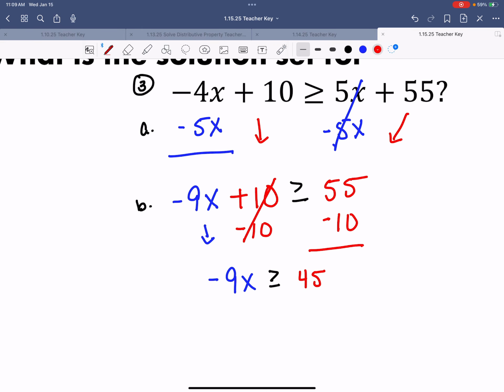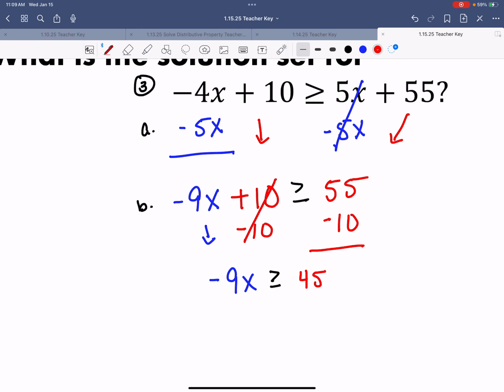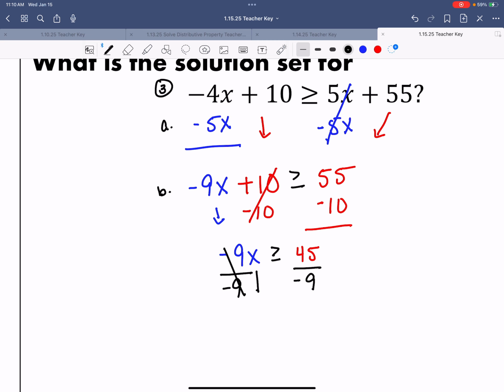Now, anytime you have a number in front of a variable, that means you're multiplying. The inverse, the opposite of multiplication, is division. So I'm going to divide by -9. Don't put the x. Divide by -9. These cancel out. I'm going to bring down my x, and this is -5.